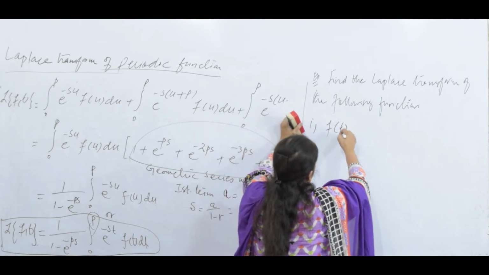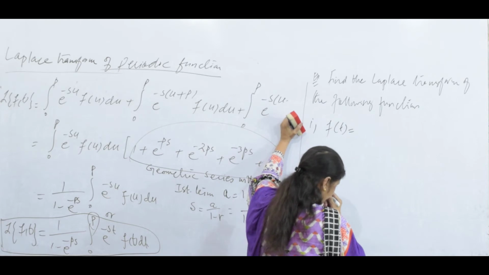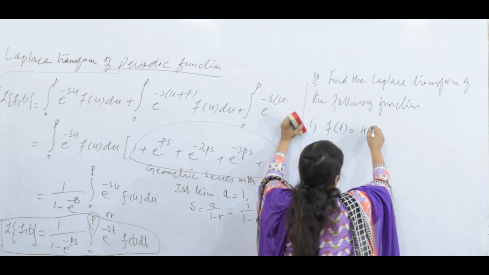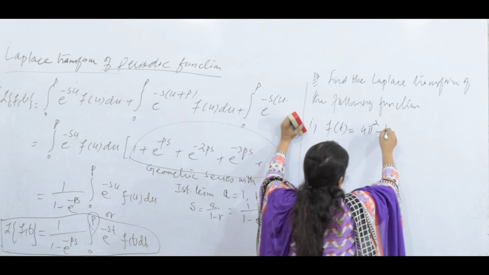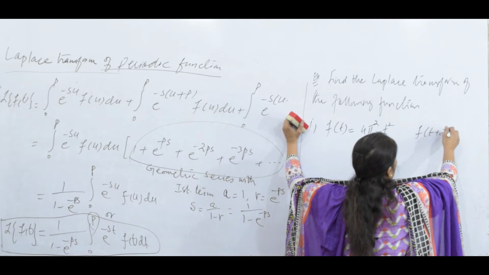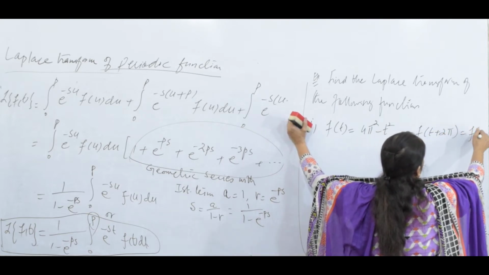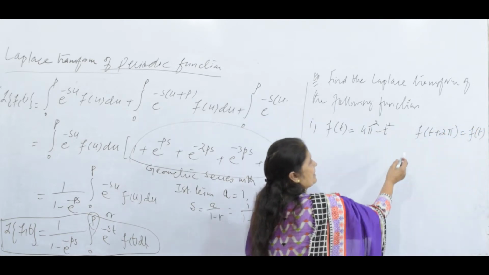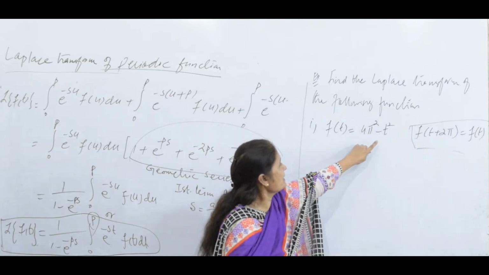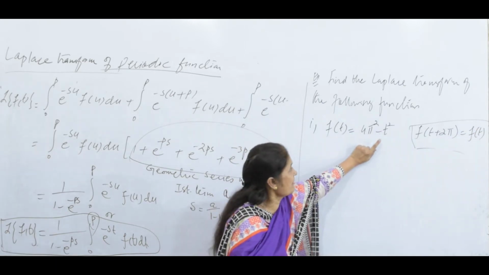First is, let me write, 4 pi square minus t square, and f of t plus 2 pi is f of t. Look at that. This is the definition of a periodic function. It means p is 2 pi. 2 pi is the period given.